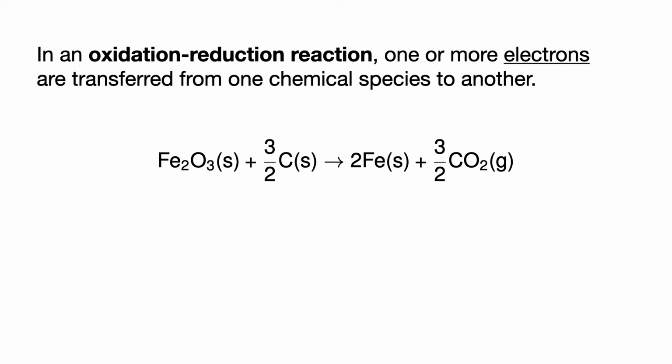And in this reaction, there's several things that are going on. We've got carbon being converted to carbon dioxide. That process is called oxidation, and it's fairly clear, I think, why this is called oxidation. The carbon is combining with oxygen to form carbon dioxide.